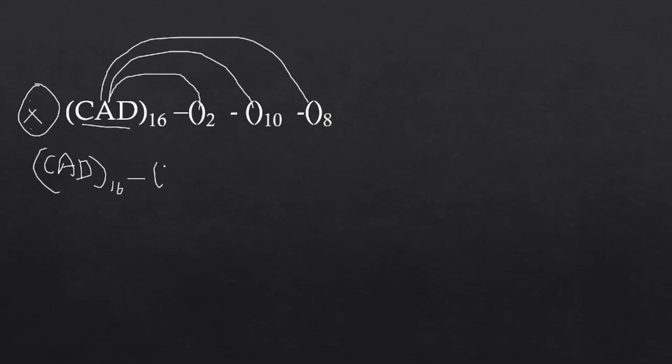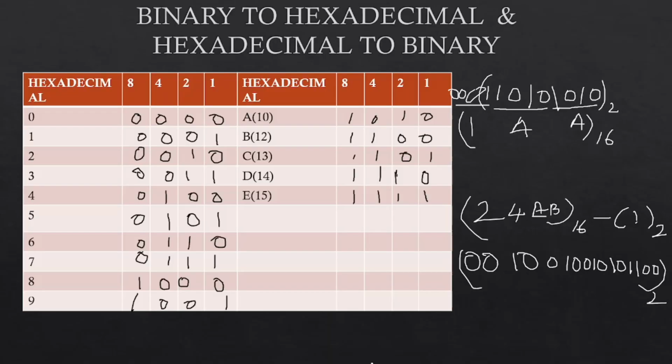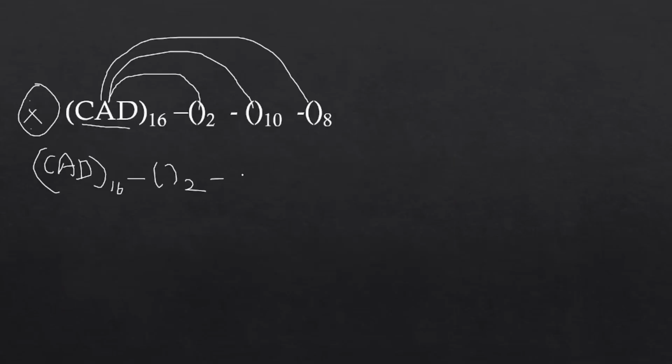Very easy, right? You are having what? The table, the 8421 table. Just now we have discussed, right? 8421 table. So C means what? 1101. A means 1010. And D means 1110. The same you have to write it here. So how can you write it? 1101, then 1010, then 1110. This is the answer, am I right? So by using the table, you can convert it.